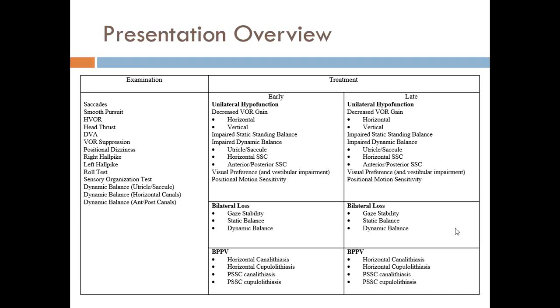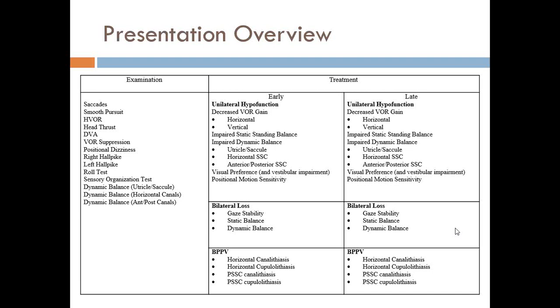The roll test also biases the horizontal canals, the horizontal semicircular canals in the vestibular system, and it's very similar to the Hallpike, although those are for either the anterior or posterior semicircular canals.